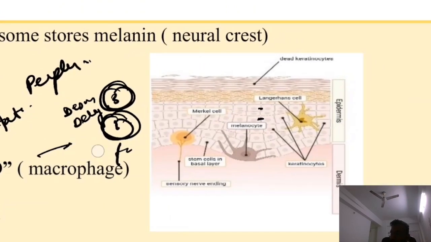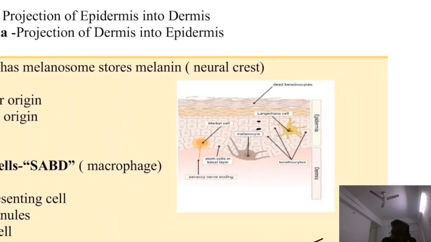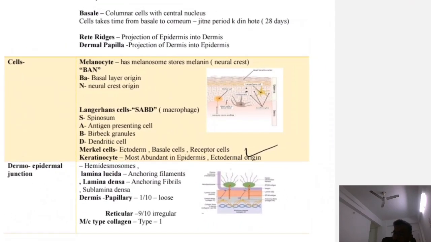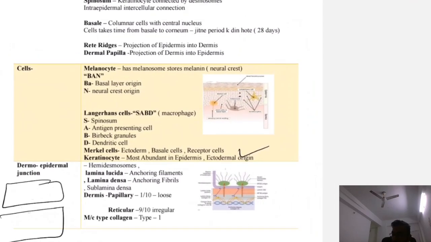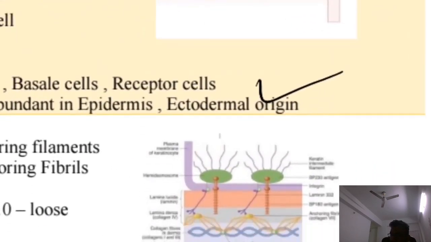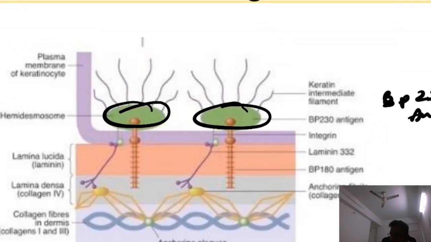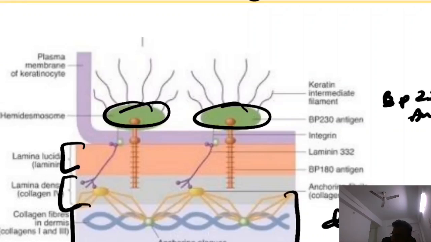Now we have understood the epidermis layers and epidermis cells. Now we are going towards the dermal-epidermal junction. We know that the epidermis is the outermost layer, then we have the dermis layer, and at the junction of the epidermis and dermis is the dermal-epidermal junction. At the dermal-epidermal junction, you can see these are the hemidesmosomes, which have the BP 230 antigen. It has lamina lucida, lamina densa, and collagen fibers, which are present in the dermis. So this is the dermis, this is the epidermis, and this is the dermoepidermal junction.